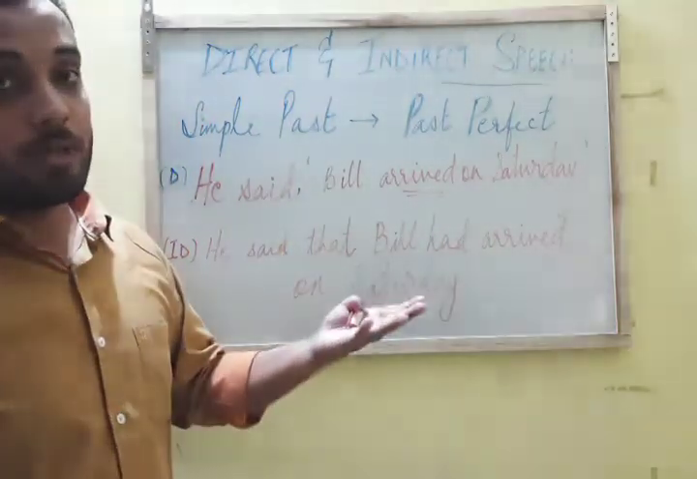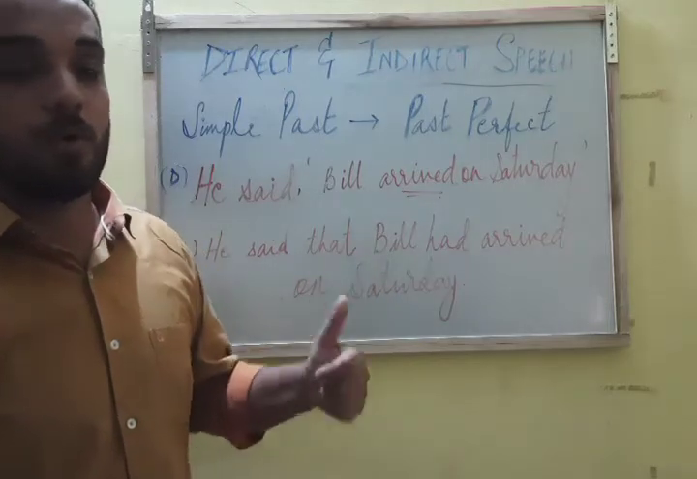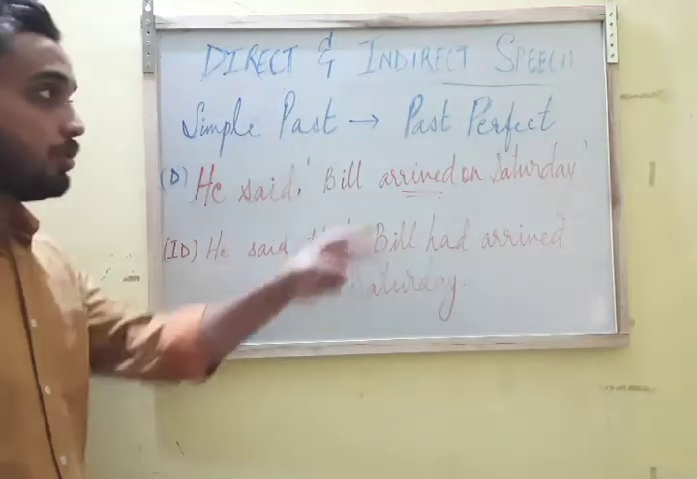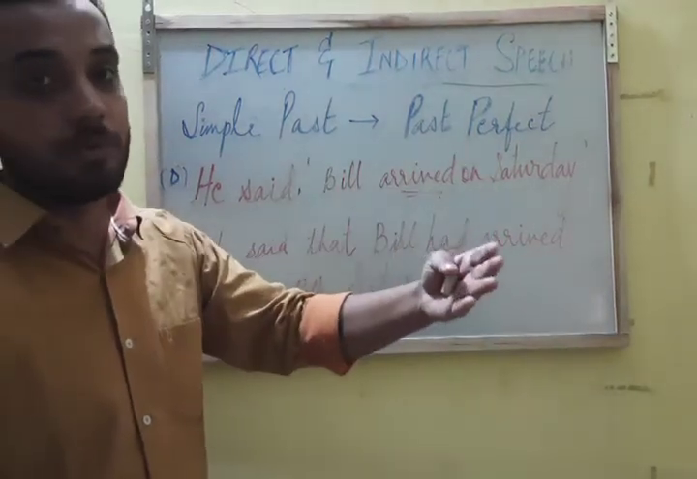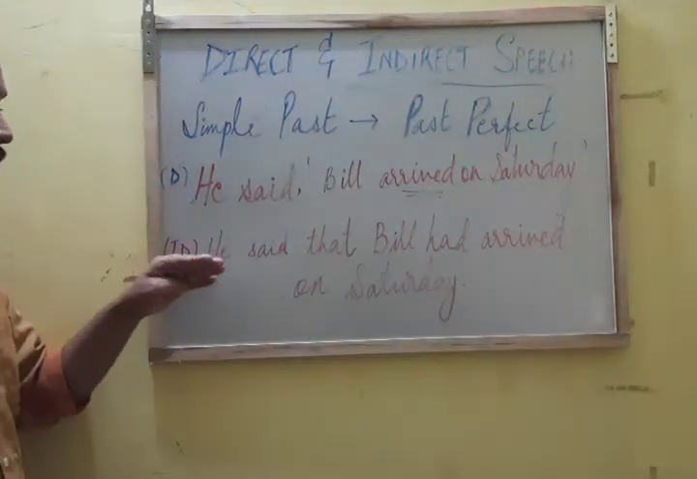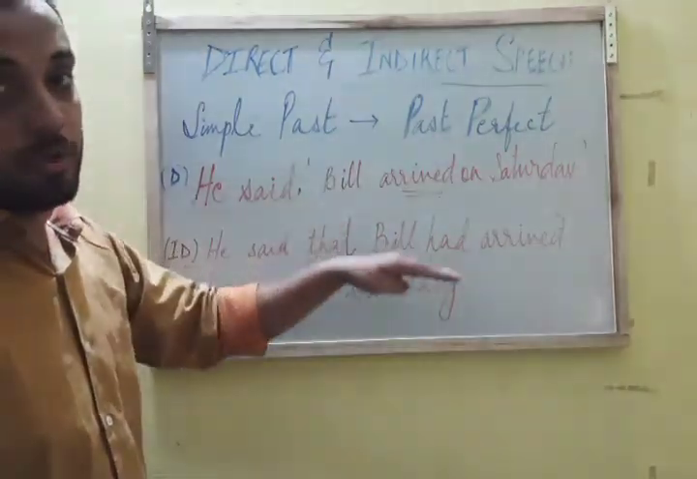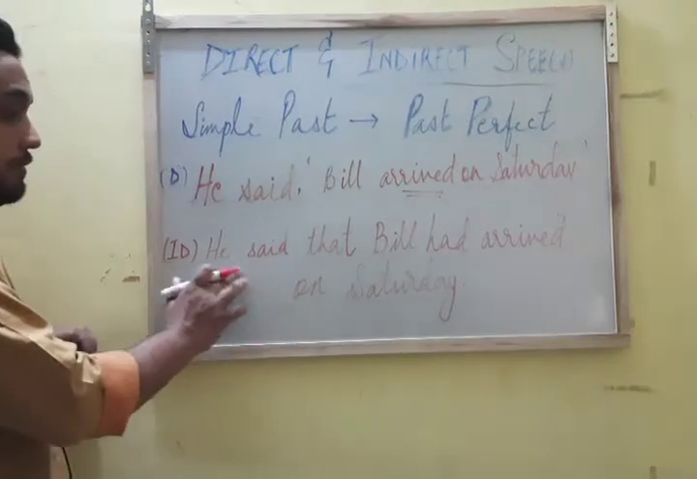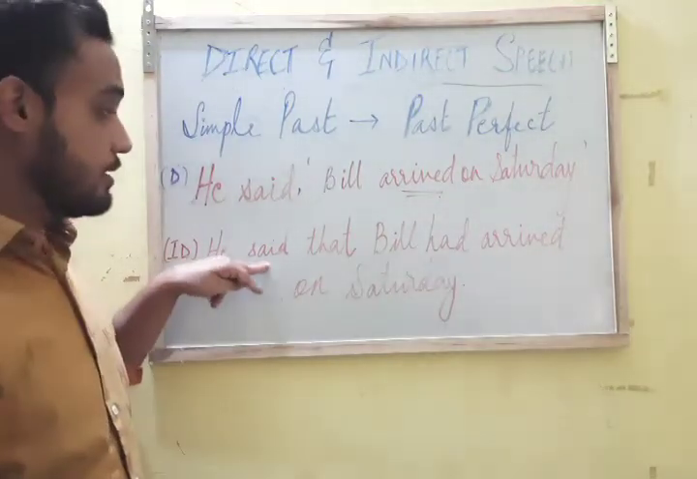Now when we are asked to write this as indirect speech, what are we going to do? I told you the structure for past perfect: we use had plus the past form of the verb. First of all, we take the direct speech out of the quotation marks. Then it becomes "he said." This is the reporting verb.